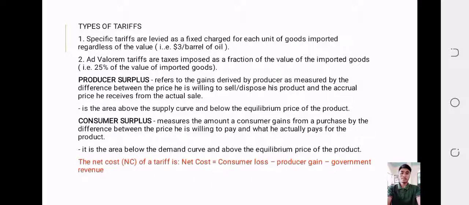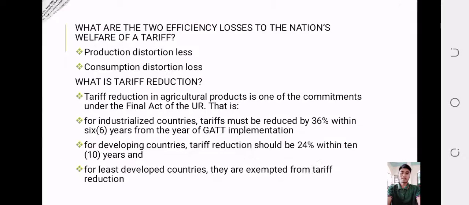Producer surplus refers to the gain derived by a producer, measured by the difference between the price he is willing to sell his product at and the actual price he received from the actual sale. Consumer surplus measures the amount a consumer gains from a purchase, by the difference between the price he is willing to pay and what he actually pays for the product. What are the two efficiency losses to national welfare of a tariff? Production distortion loss and consumption distortion loss.